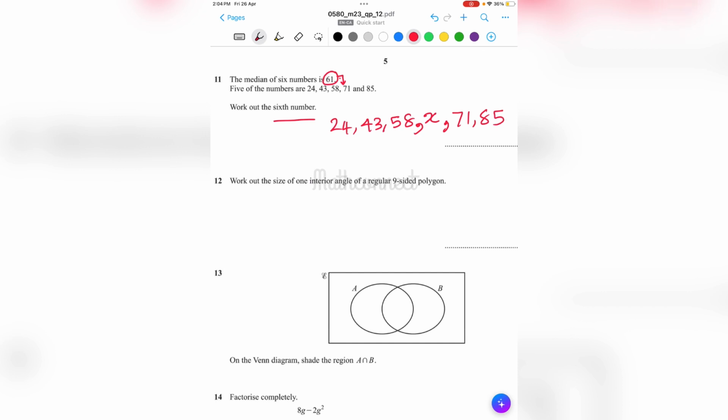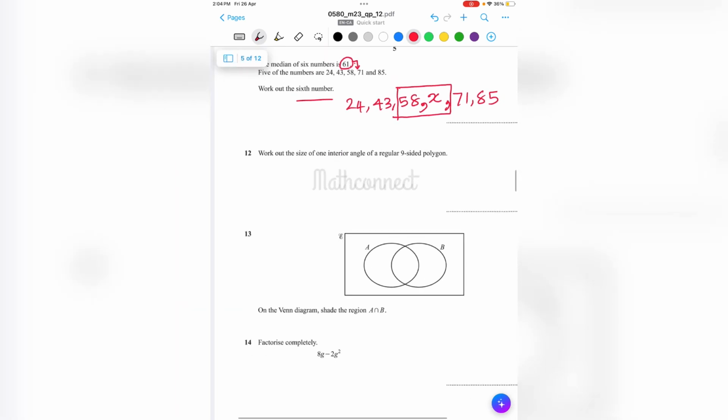Now here, as we can see, there are 6 numbers, so there should be 2 middlemost numbers. So the median is the average of the 2 middle numbers. So finding the average, so 58 plus x divided by 2 is 61. Cross multiply. So x is equal to 61 times 2 minus 58.